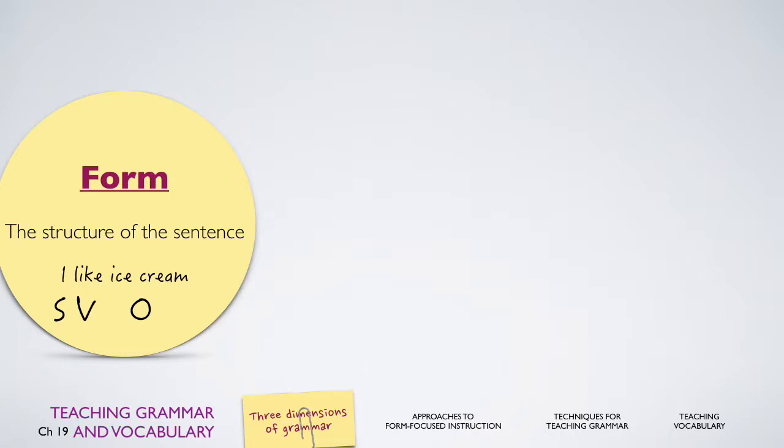Later on, we are going to hear the word forms. Forms basically looks at the correct word to use in the sentence. Like, do I use is, am, or are? Should I use like or likes?